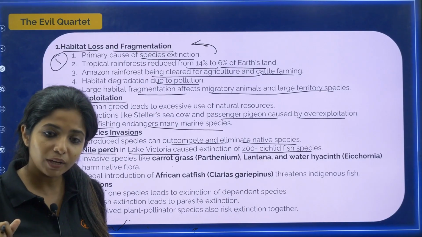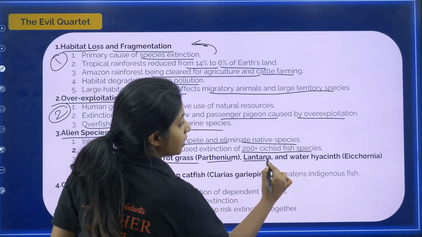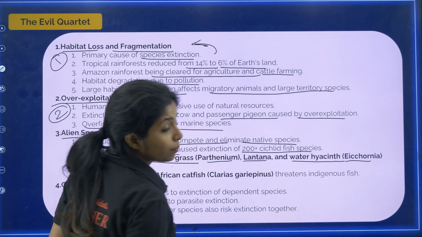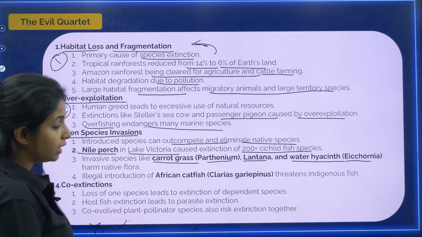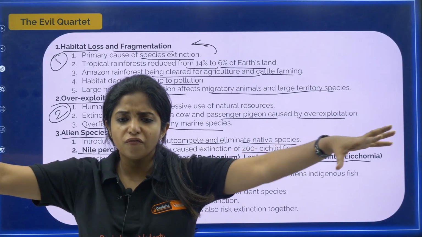Now you tell me. Okay, second example, invasive species like carrot grass, which is known as Parthenium, lantana, and water hyacinth, which is known as Eichhornia. About Eichhornia we have studied so many times, right? They harm the native flora, they do not allow it to live. Eichhornia spreads very rapidly.